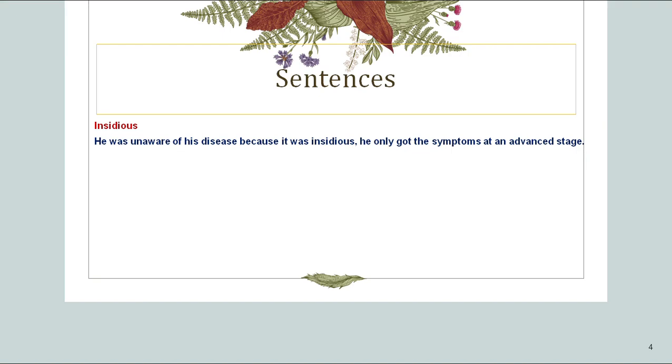Insidious: he was unaware of his disease because it was insidious. He only got the symptoms at an advanced stage. It sometimes happens with cancer, which spreads silently. The politician insidiously gained power through calculated moves and became an autocrat. As we see, there are some leaders across the world nowadays who are becoming autocrats in a similar manner.